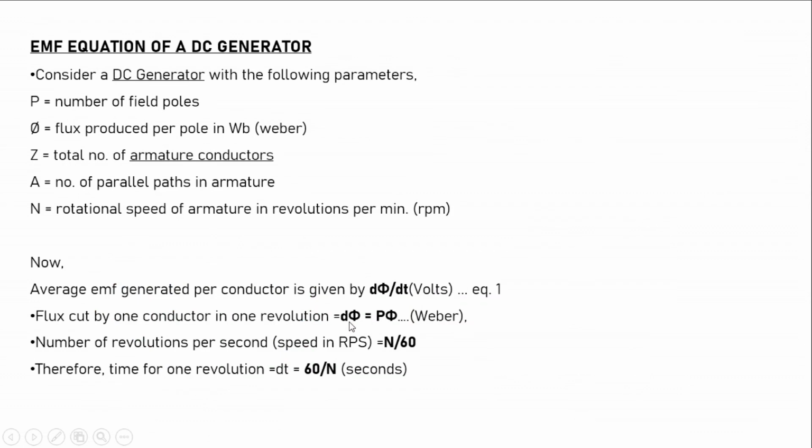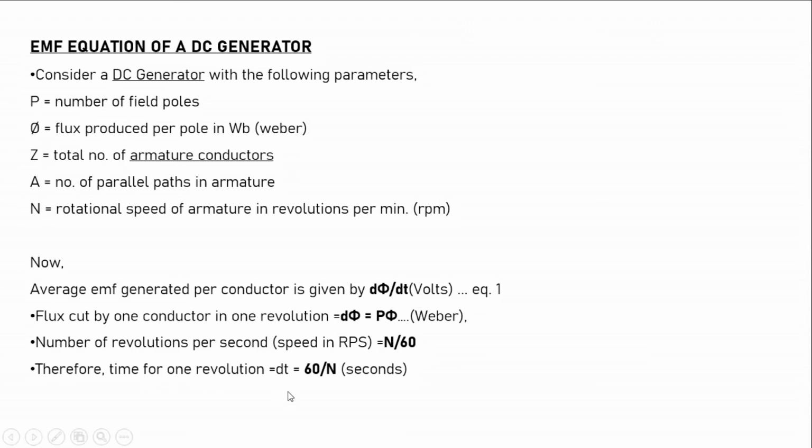So d phi is the flux cut by one conductor. The flux is given by the flux per pole times the number of poles, because the conductor has to pass through the total number of poles. So d phi is equal to P into phi. Number of revolutions per second: n is equal to N by 60, which gives RPS, revolutions per second, converting minutes into seconds.